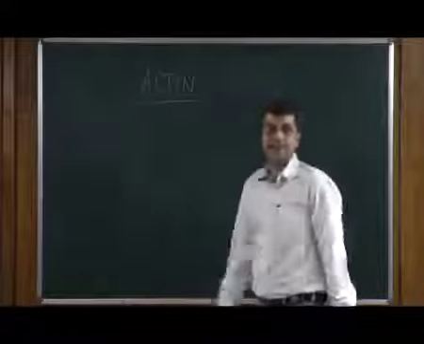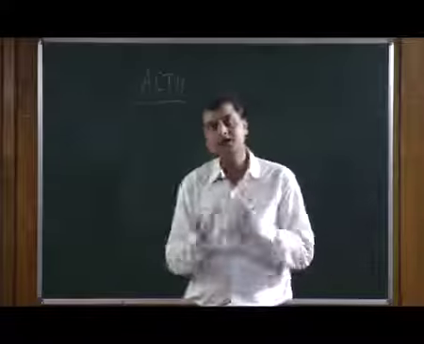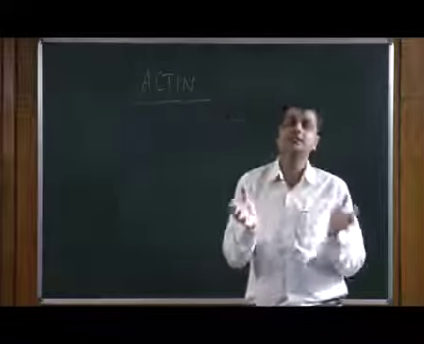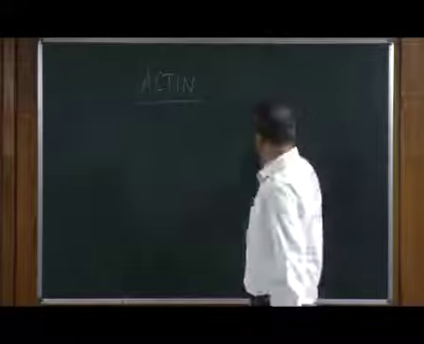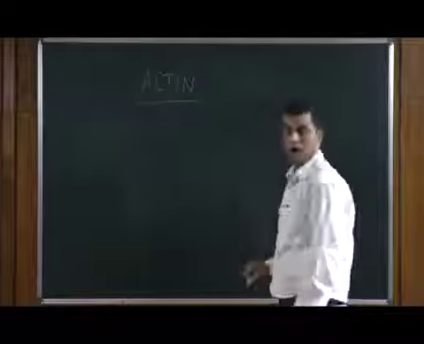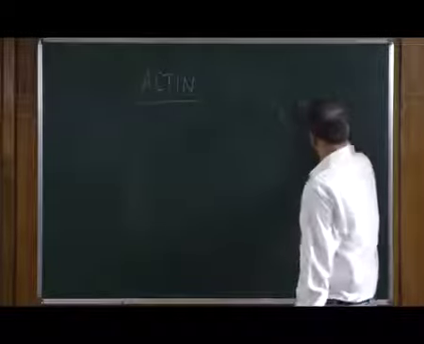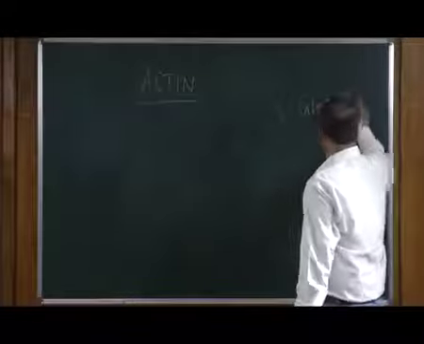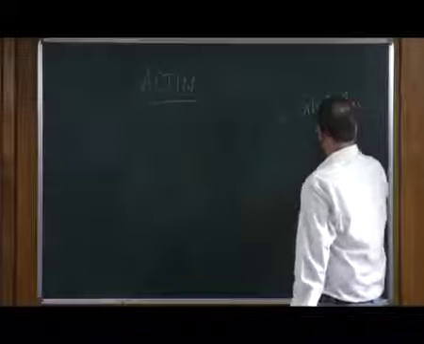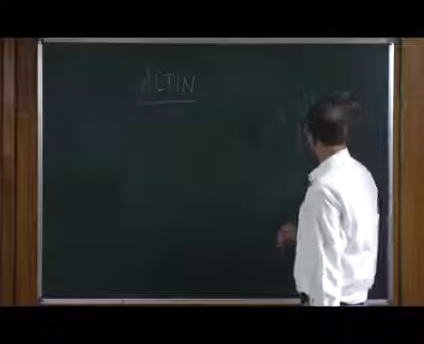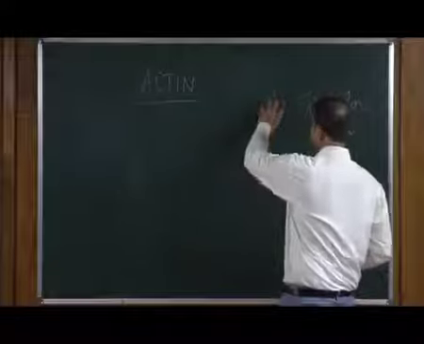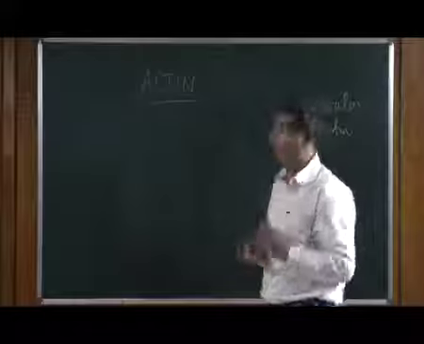Now, this actin is available in two forms. One is called globular actin and the other is called filamentous actin. We can simply call it globular actin. This globular actin is a very spherical kind of entity.